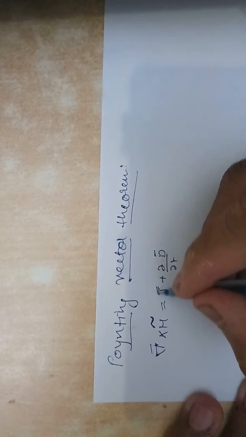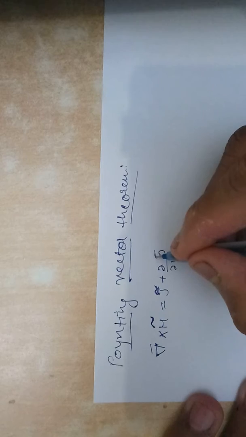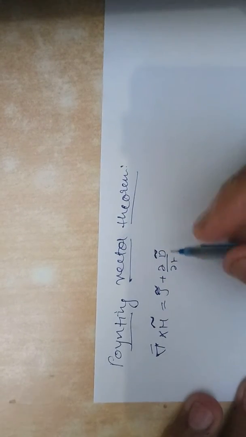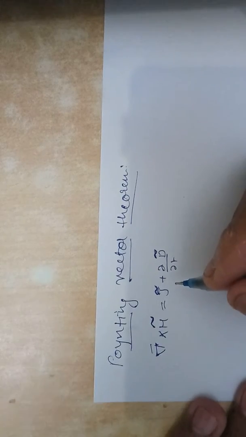Here it is not bar, it is actually this tilde. Here it is also this tilde. This shows that the field is varying with respect to time as well as with respect to distance.